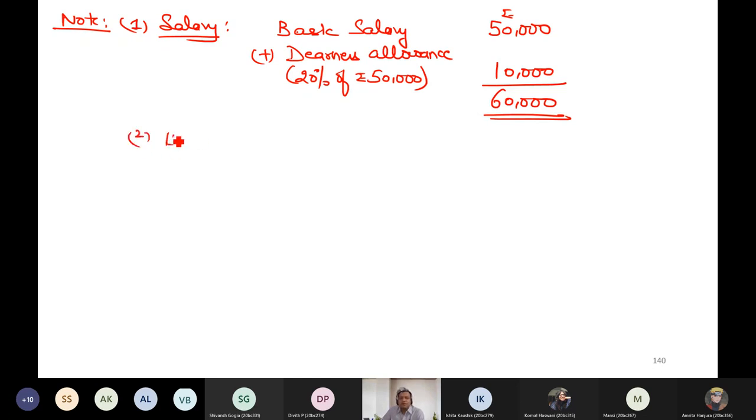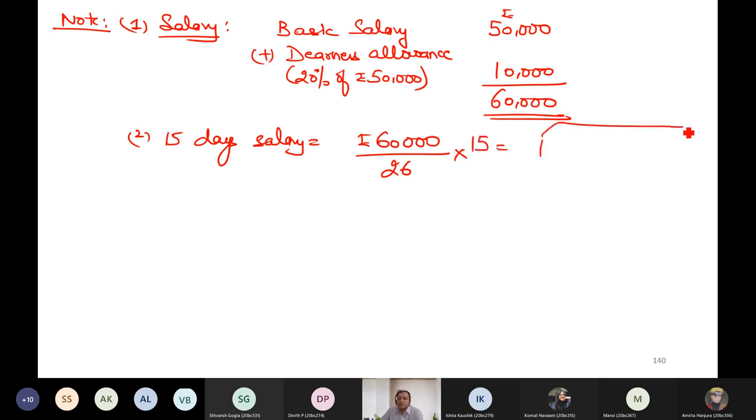Second point, how much is 15 days salary? It is salary last drawn, which is 60,000 divided by 26, maximum number of working days in a month, multiplied by 15. How much is this figure? Compute it. 60,000 divided by 26 into 15, that is 34,615.38. This is 15 days salary.